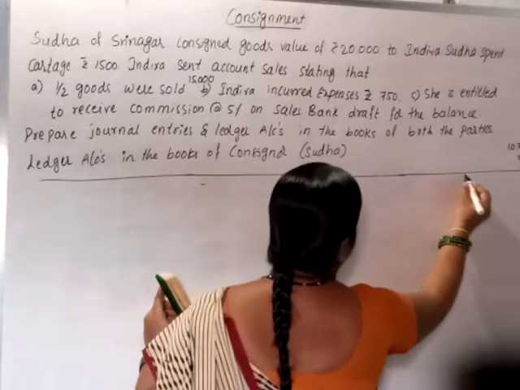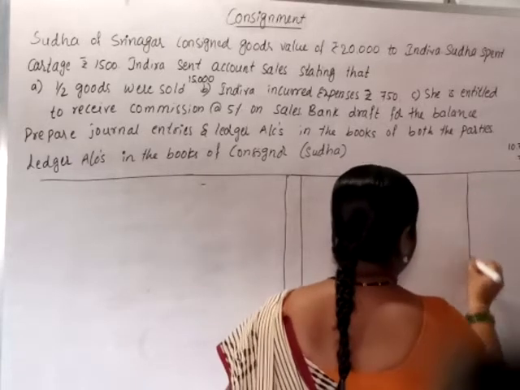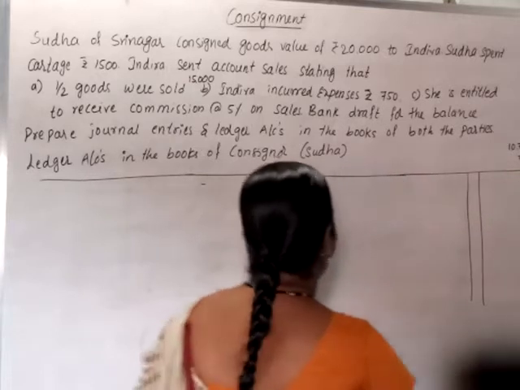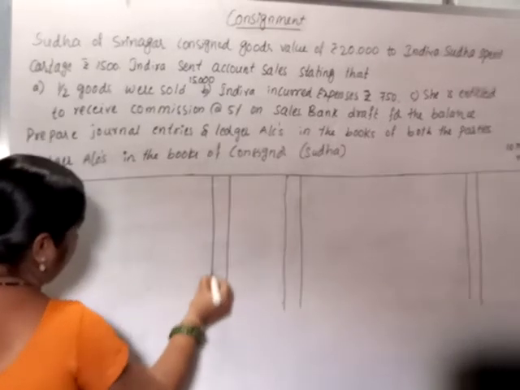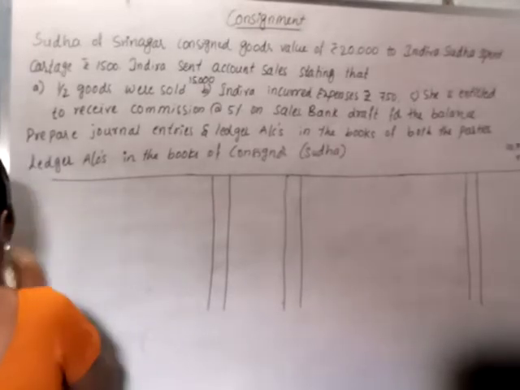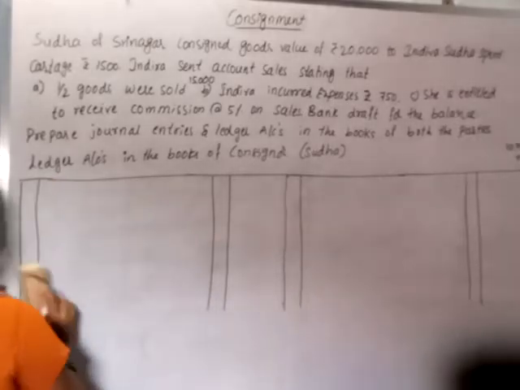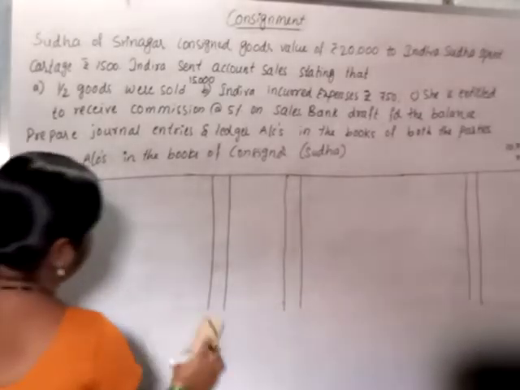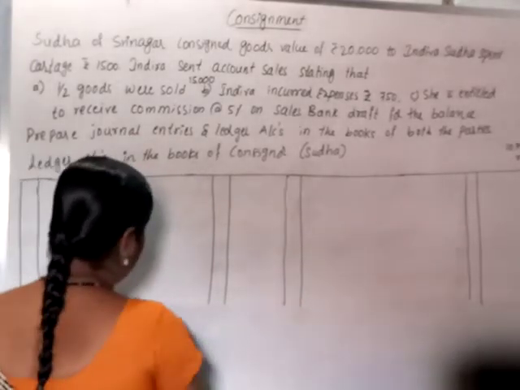Date column, particulars column, JF column and the amount column. The same columns also here: amount column, JF column, particulars column, date column. Again I am opening the consignee account also.